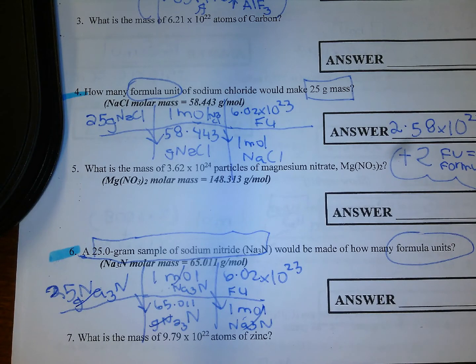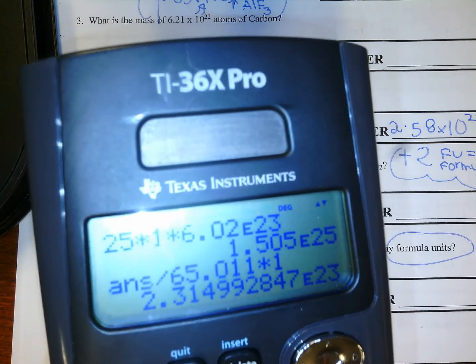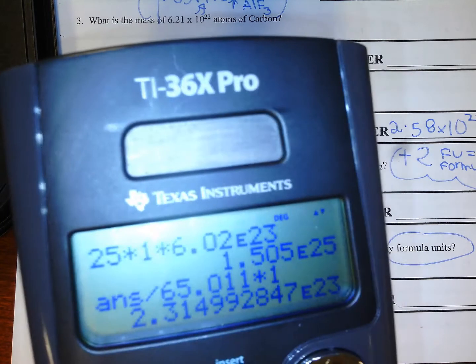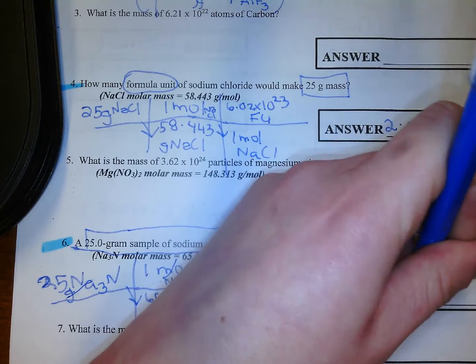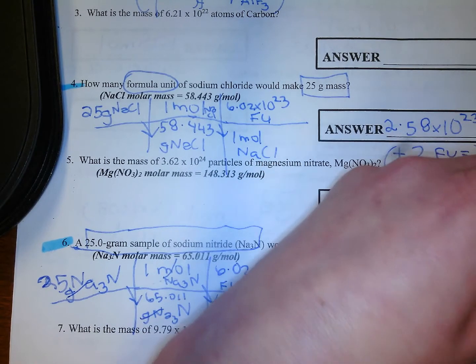The only thing we're going to be left with are the formula units. So I'm going to plug it into my calculator. I'm going to say 25 times 1 times 6.02 times 10 to the 23rd. Then I'm going to divide that by 65.011 times 1. There's my answer, 2.31, because 4 will not round up, 2.31 times 10 to the 23rd formula units.